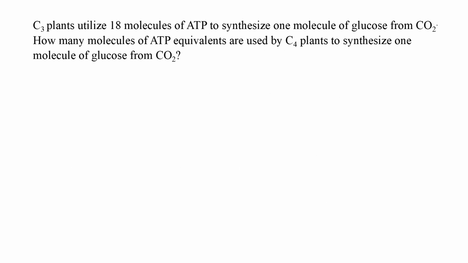So let's begin. C3 plants utilize 18 molecules of ATP to synthesize 1 molecule of glucose from CO2. How many molecules of ATP equivalents are used by C4 plants to synthesize 1 molecule of glucose from CO2? Now, C4 plants are much less efficient as compared to the C3 plants, and C4 plants require 30 molecules of ATP to synthesize 1 molecule of glucose. So the answer will be 30. So you simply have to type 30 in the answer.